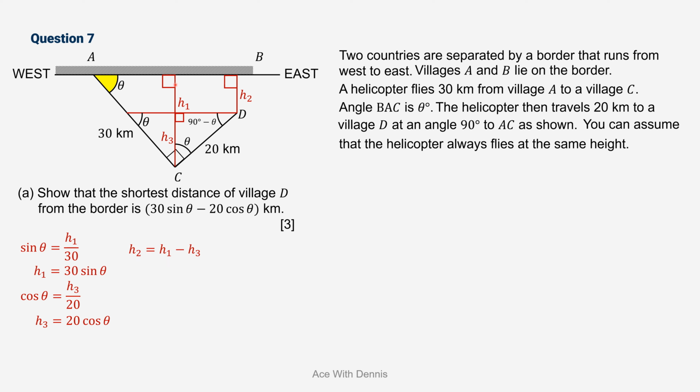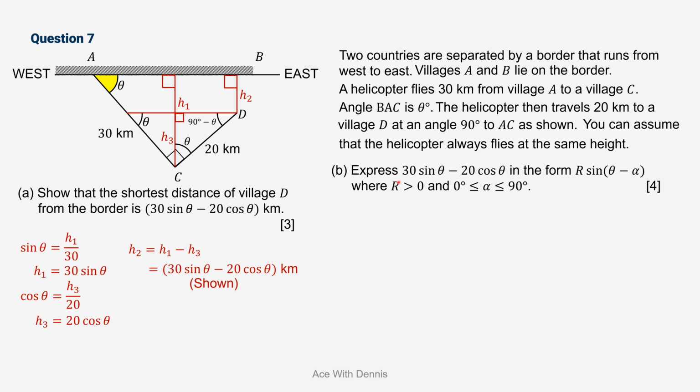Alright, then from this diagram, we can say that H2 equals H1 minus H3. Then we substitute all the values here. H1 is 30 sine theta, H3 is 20 cosine theta, hence shown.